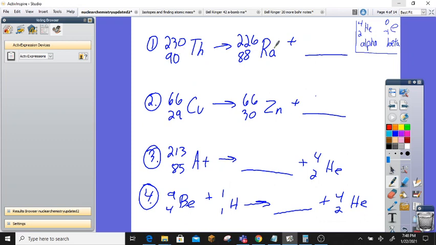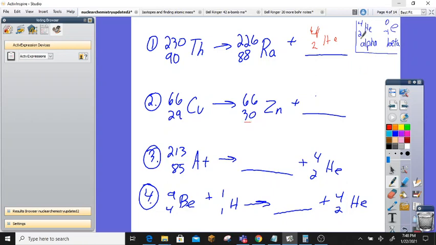So thorium will change into this element. Let's look. We're not looking at the right side, we're looking over here. Is it 88 plus 2 or 88 minus 1? 88 plus 2 is 90. So yes, it gets rid of an alpha particle, which is 2 protons and 2 neutrons.